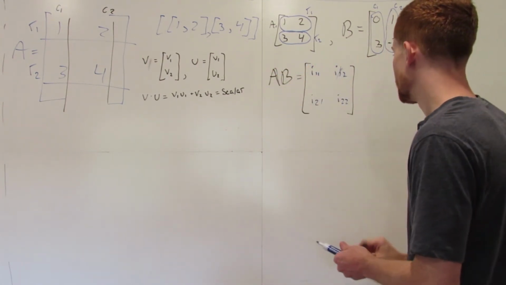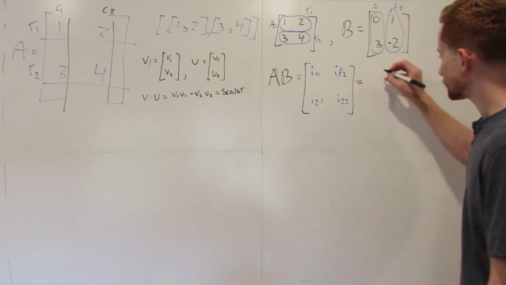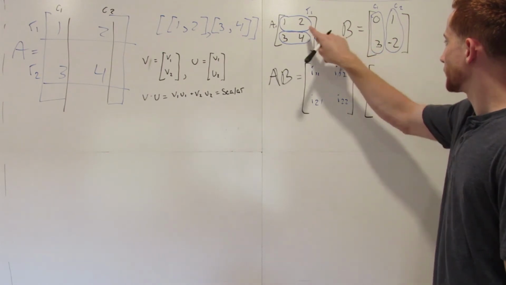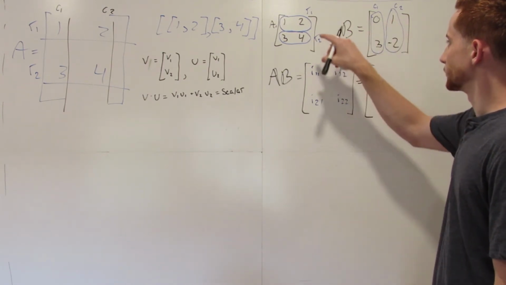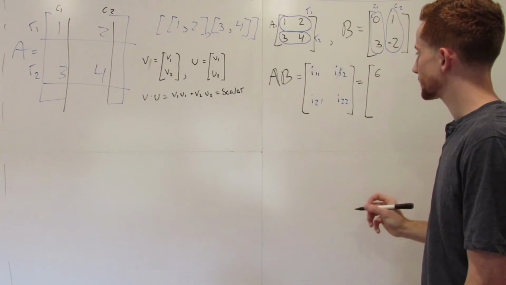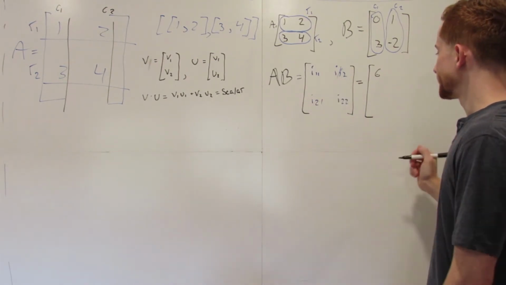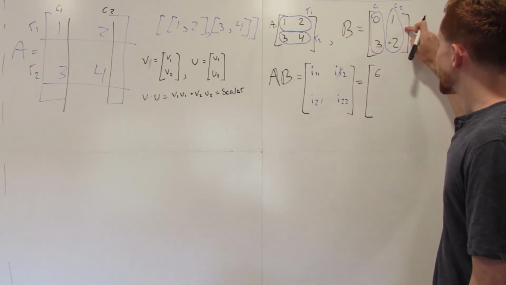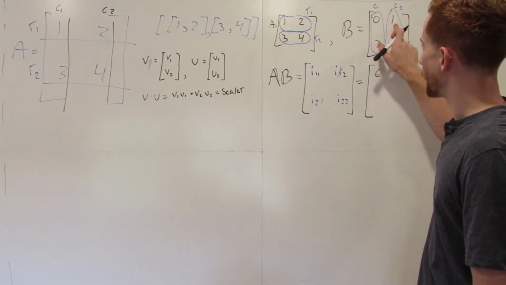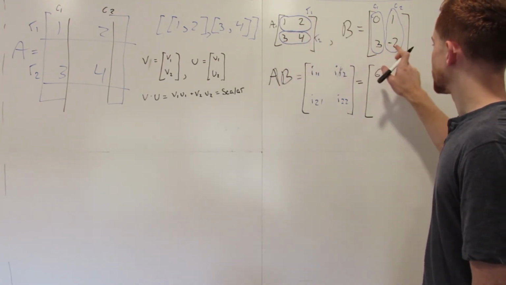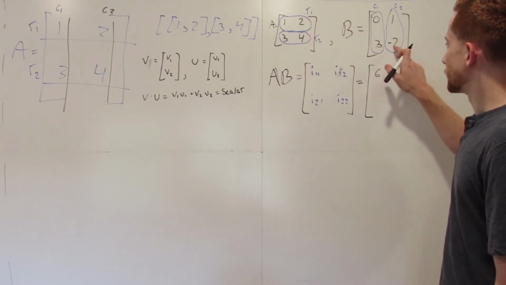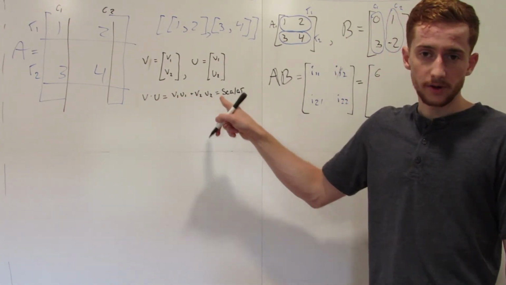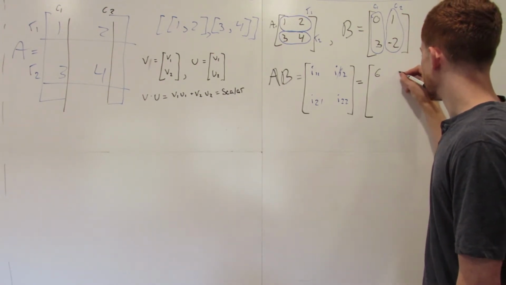So if we actually do this out, what we're going to get is 1 times 0 plus 2 times 3, so 1 times 0 is 0, 2 times 3 is 6, so we get 6 for the I11 spot. And then for I12, we're going to take the first row of A and the second column of B, we take their dot product, so 1 times 1 is 1, 2 times negative 2 is negative 4, so negative 4 plus 1, using this equation here, which is going to be equal to negative 3.